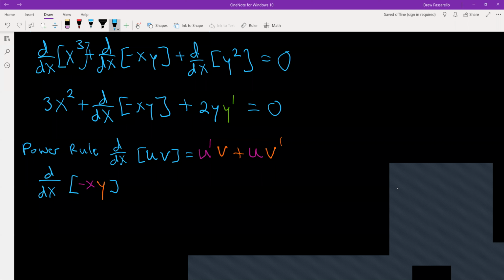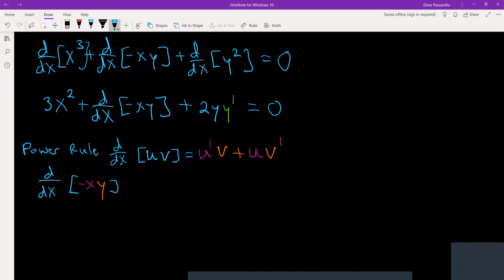All right, so I've written the power rule. I'm going to focus on applying it to the negative xy. I'm using the power rule because it's negative x times y. It's a product, or sorry, not power rule, product rule. I've been using the power rule for the other stuff. So it's product rule, negative x times y, that's a product.